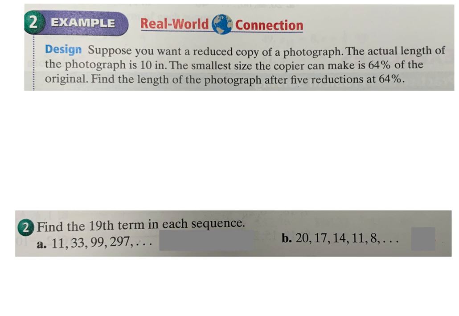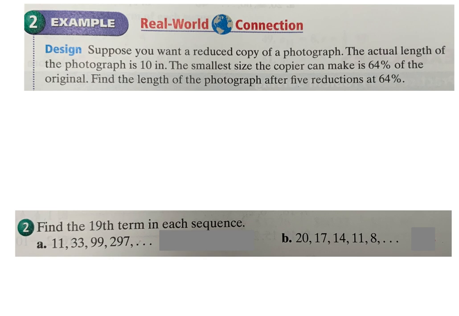A reduced copy of a photograph. The actual length of the photograph is 10 inches. The smallest size the copier can make is 64% of the original. Find the length of the photograph after 5 reductions. 5 reductions, all right?